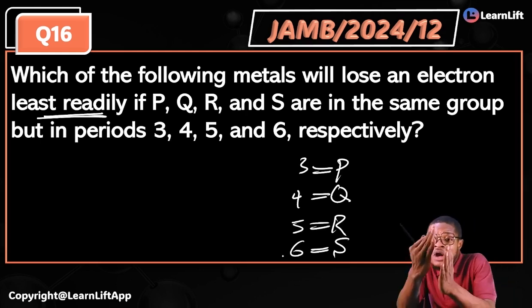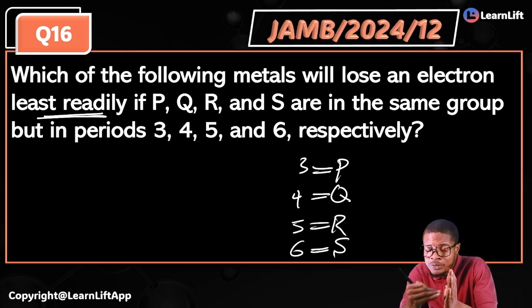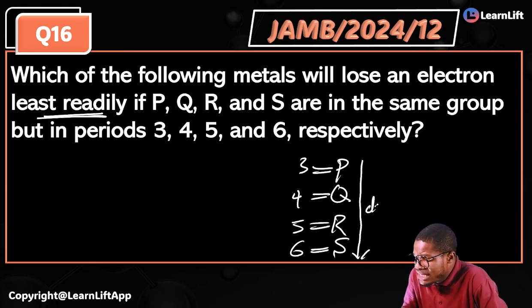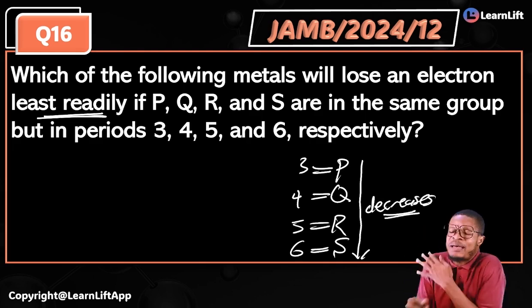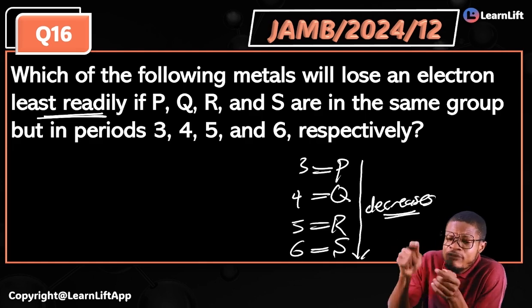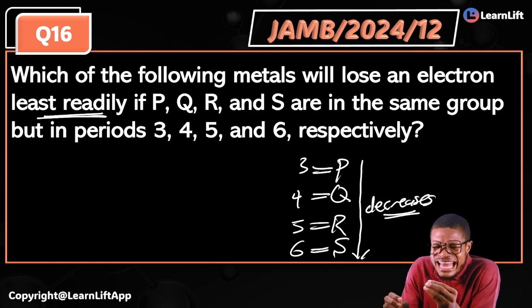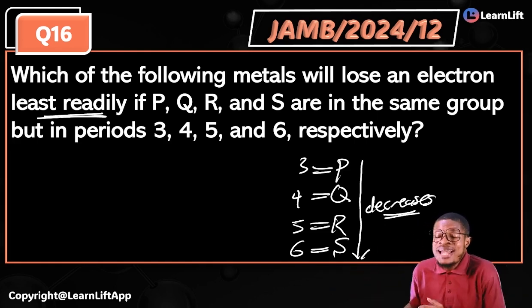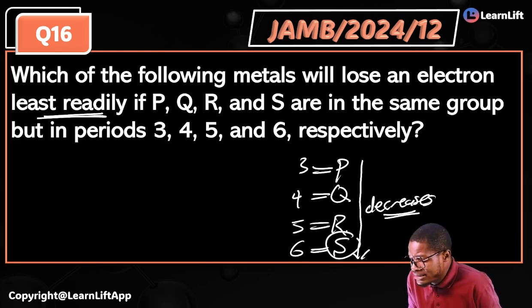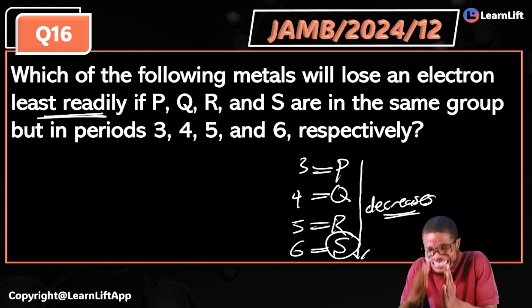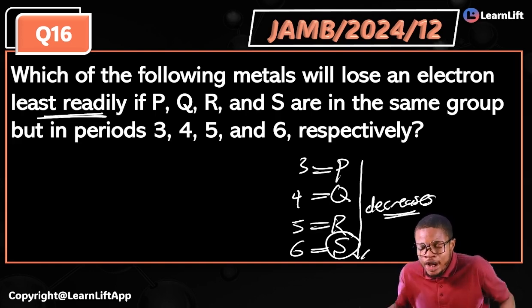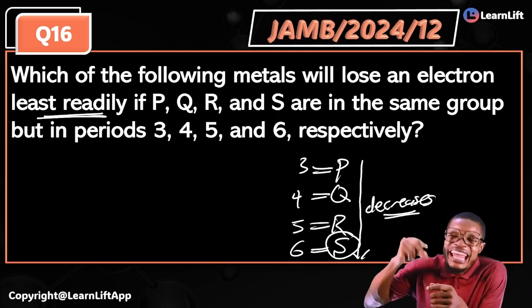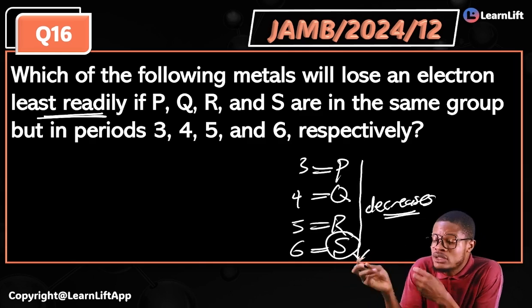As you are coming down the group, you are moving from period 1, period 2, period 3, period 4. As you are coming down the group, what happens to ionization energy? Ionization energy decreases. Which of the following metals will lose an electron less readily? The one that is not ready to lose at all. The one that will lose easily is your S, because down the group, the number of shells increases, and the electrons in the valence shell are held loosely, so they can easily be lost.